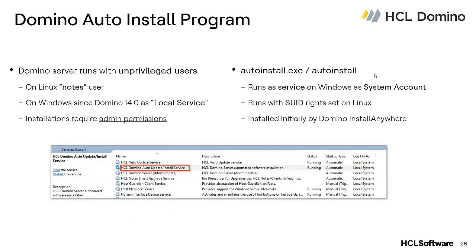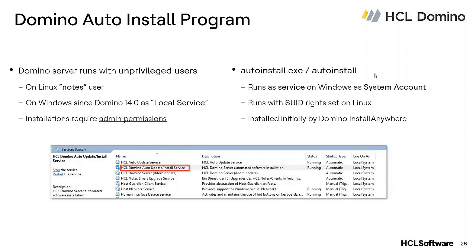So I'll say a little bit about the Domino auto install program itself. Now this is a separate binary. It's a standalone binary. It does not use any Domino binaries, so it's completely standalone. Whereas the Domino server itself, it's a best practice to run as an unprivileged user. So on Linux, it's typically running under the notes user. And on Windows, we recommend, since Domino 14.0, to run as the local service account, which is not a privileged account. But on the other hand, installations require permissions, okay?